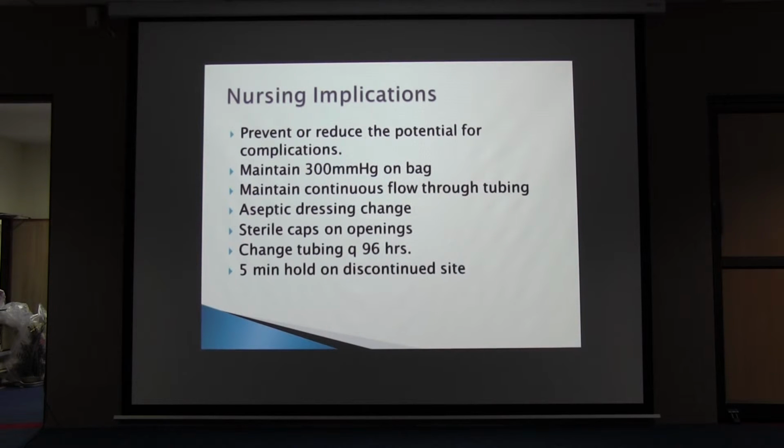Maintain 300 millimeters of mercury as a pressure source, and maintain a continuous flow. There should be continuous flow. Once you stop, they land up in complications. Continuous flow should be maintained. And the dressing, you should take care of the dressing, which should be changed repeatedly. Whenever you are opening the caps, they should be sterilized and then recapped. And you should change the tubings every 96 hours. If you are removing the line, you should put pressure for at least 5 minutes.